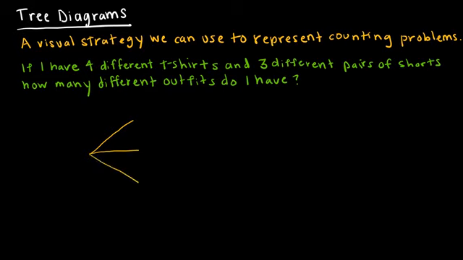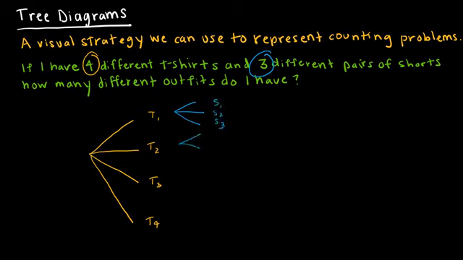Notice I am going to make four branches because I have four different t-shirts. So I'm just going to call this t-shirt 1, t-shirt 2, t-shirt 3, and t-shirt 4. And then off of each of those, I am going to make three branches because there are three options for the next one. And so here I would write shorts 1, shorts 2, shorts 3. And I would do that for each of these.